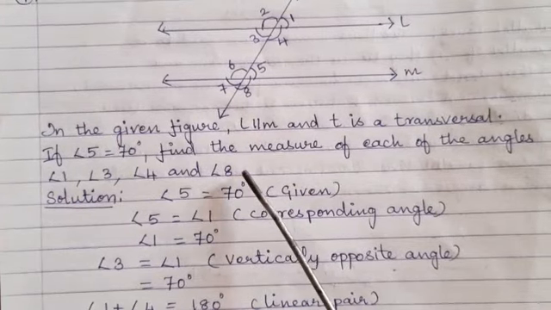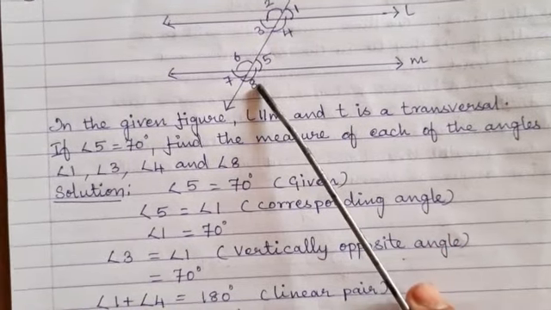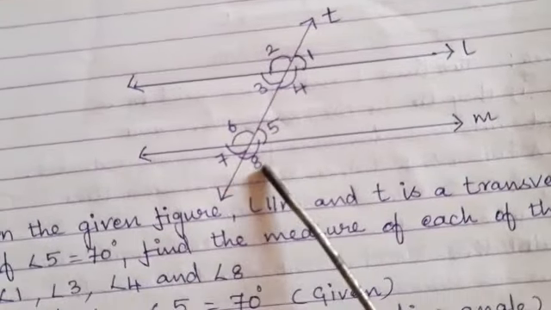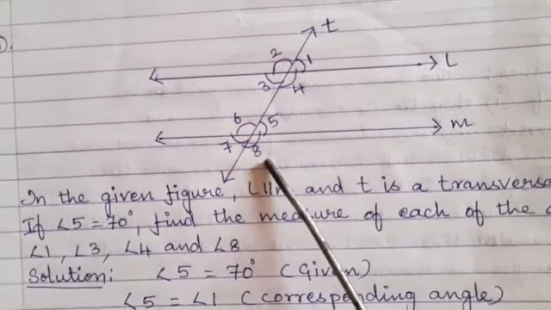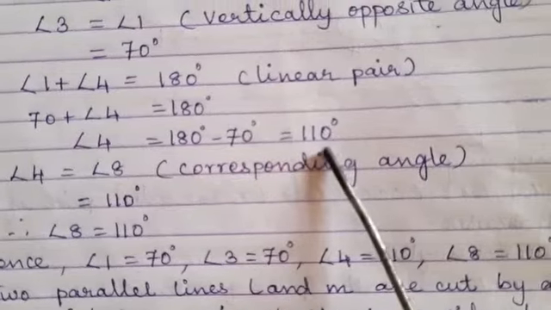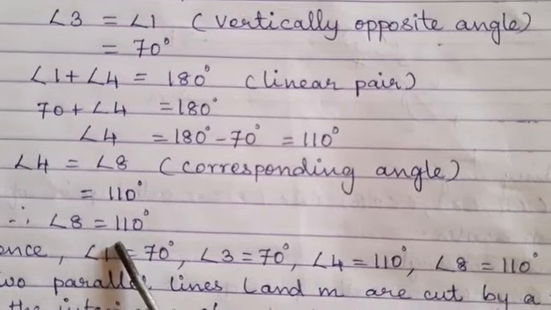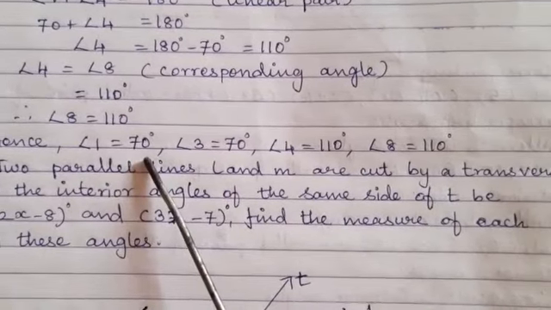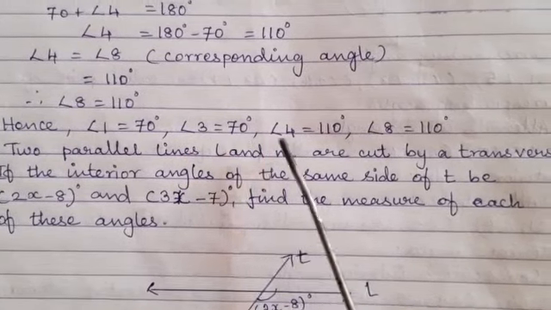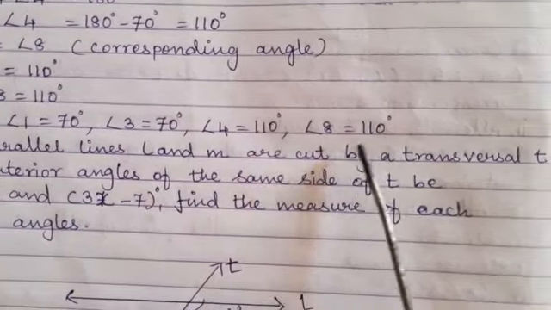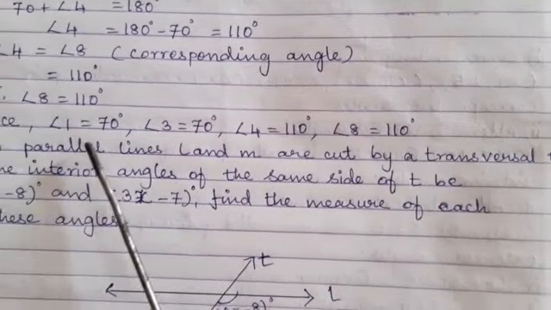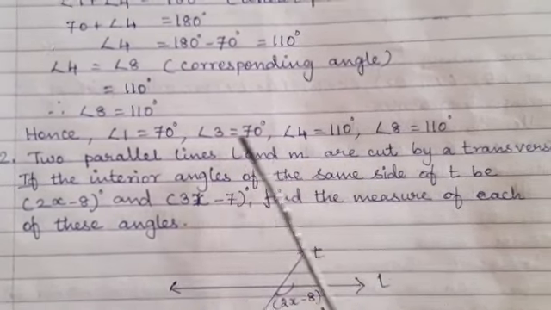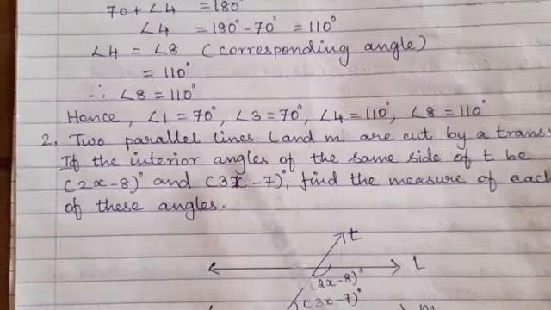The last one, angle 8. You know that angle 4 and angle 8 are corresponding angles on the same side of the transversal. One is the interior angle, the other is the exterior angle. So angle 4 equals angle 8. Angle 4 we have already found, that is 110 degrees. Therefore angle 8 is also 110 degrees. So at last we will write the answers together. Angle 1 equals 70 degrees, angle 3 equals 70 degrees, angle 4 equals 110 degrees, angle 8 equals 110 degrees. Here in this question only 4 angles are asked. If you want to find angle 2, angle 6, angle 7 also, you have to write the reason and find them in this way.